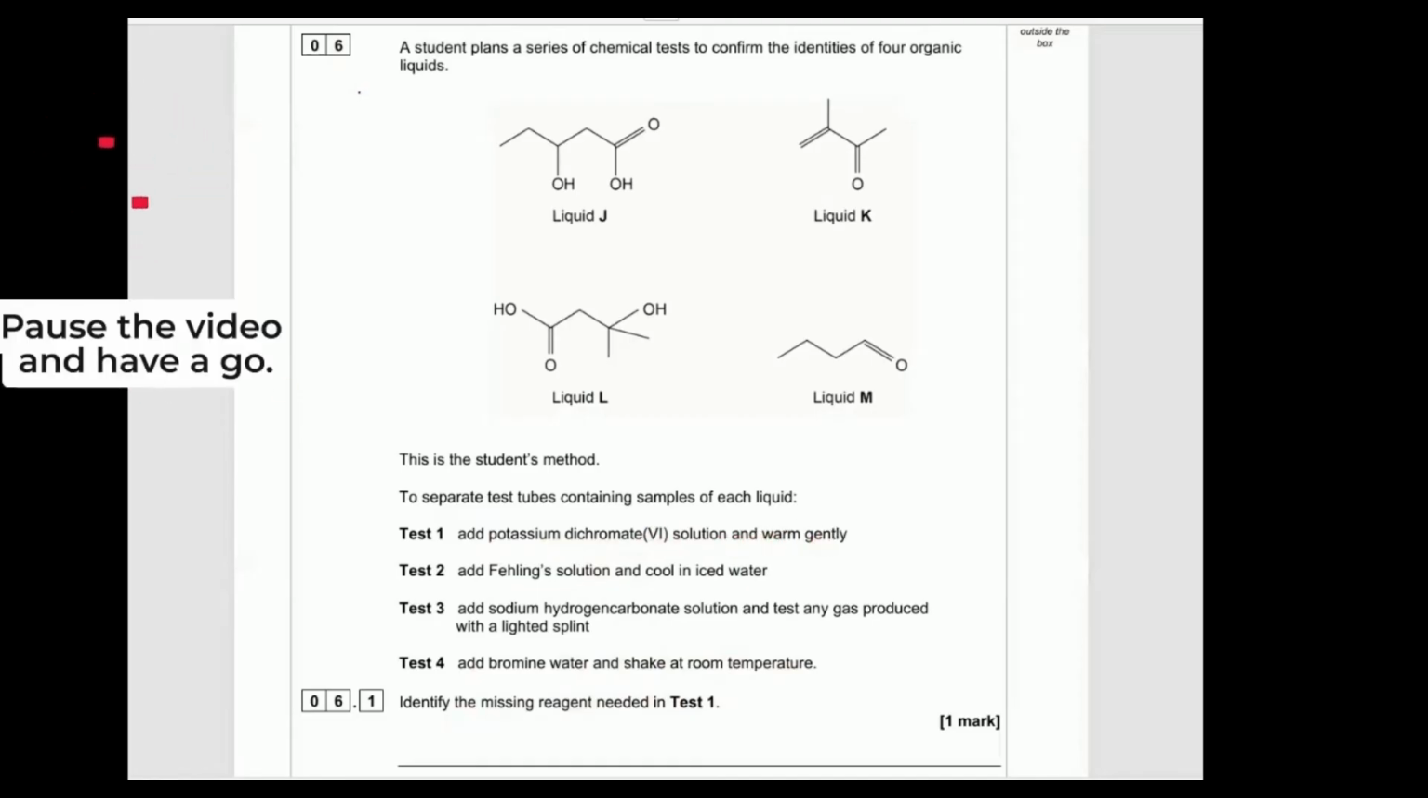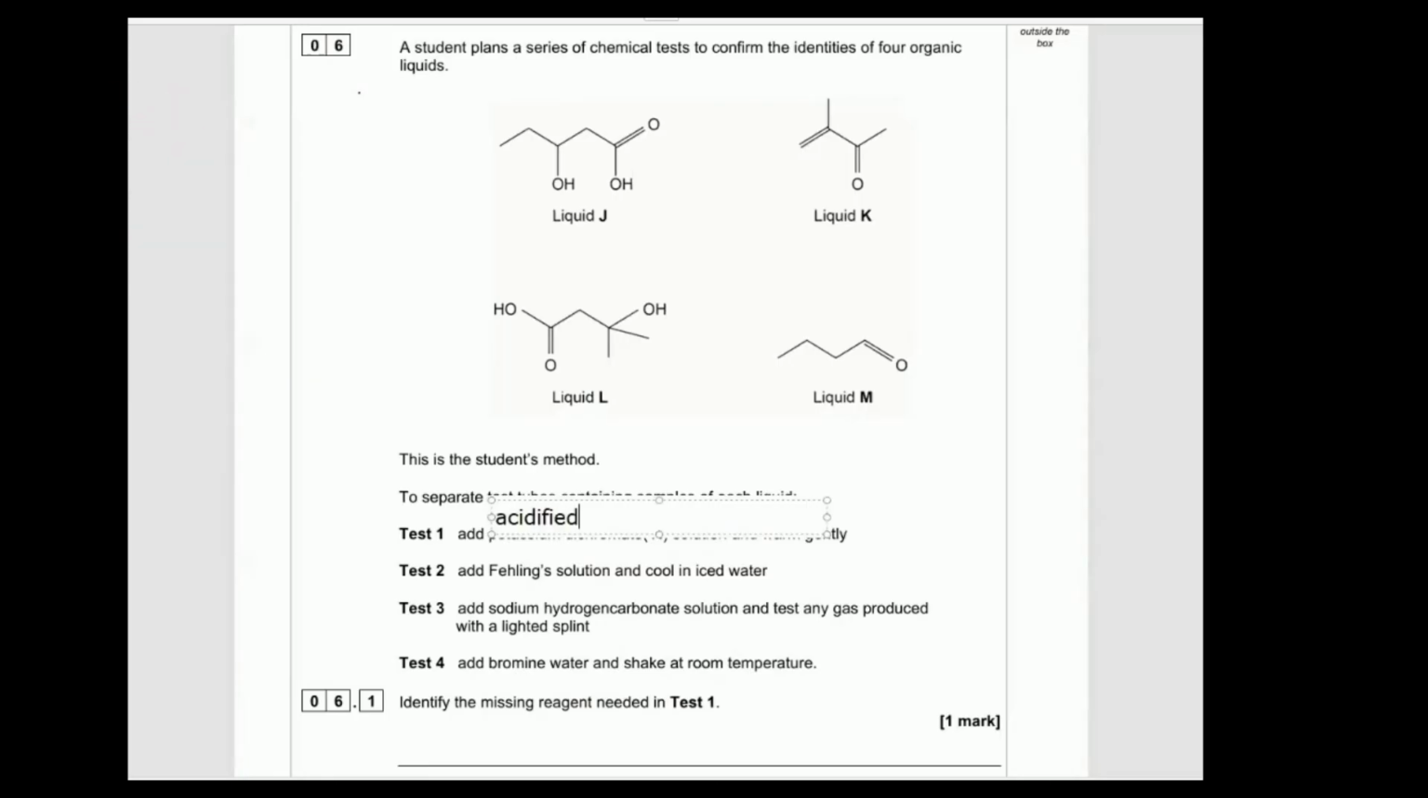So when you use potassium dichromate, it's got to be acidified potassium dichromate solution. And so you just need to name an acid. It can be dilute or concentrated. They'll give you the mark in this answer, but you can name any acid you can think of. So sulfuric acid, probably the most common one in organic chemistry. You've also got phosphoric acid or hydrochloric acid, your choice. Any one of these will get you the mark.